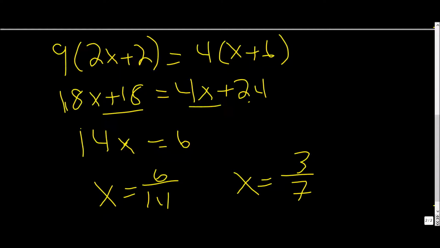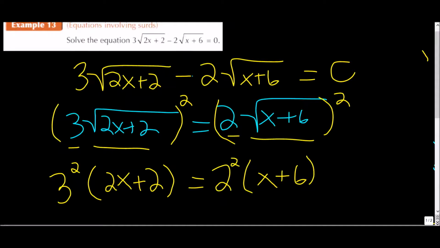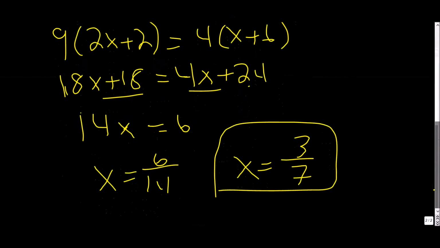Now, I want to make sure that plugging 3/7 in is not going to break anything. So I go up to the top. I see that each one, if I plug 3/7 in, I get a positive number, right? 3/7 times 2 plus 2 is positive, 3/7 plus 6 is positive. This all works. And so, my answer is just simply 3/7. I finished it, and I've solved it.